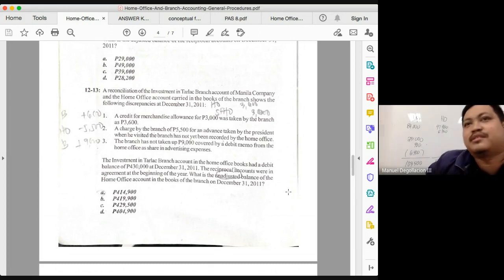Can I borrow scratch paper or any paper, or yellow paper, even a clean yellow paper?